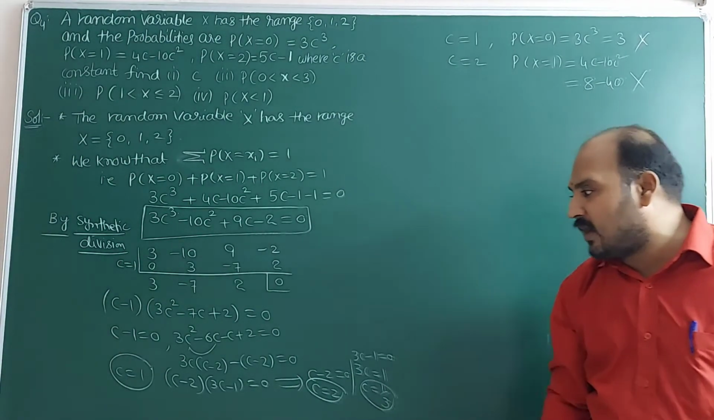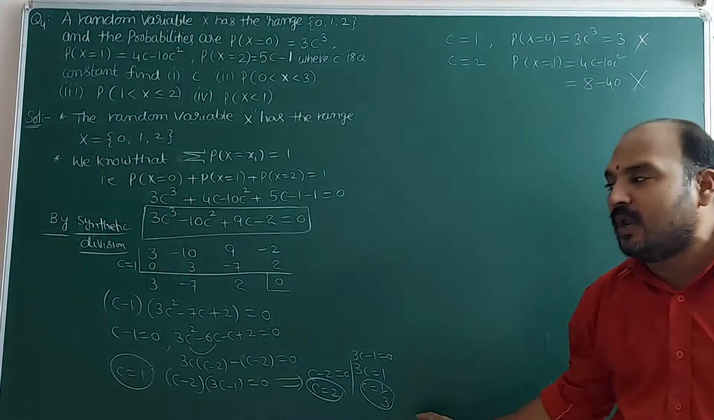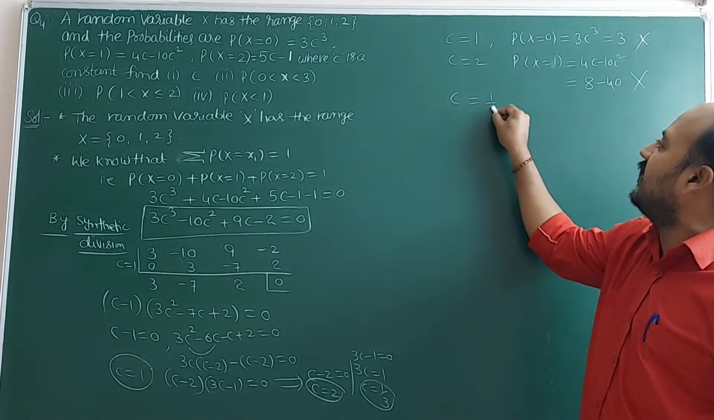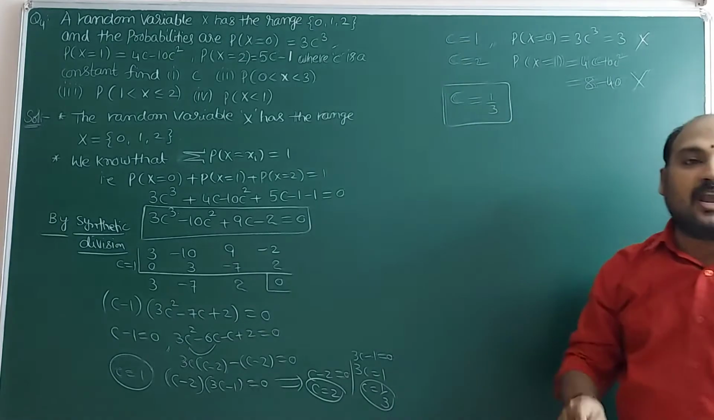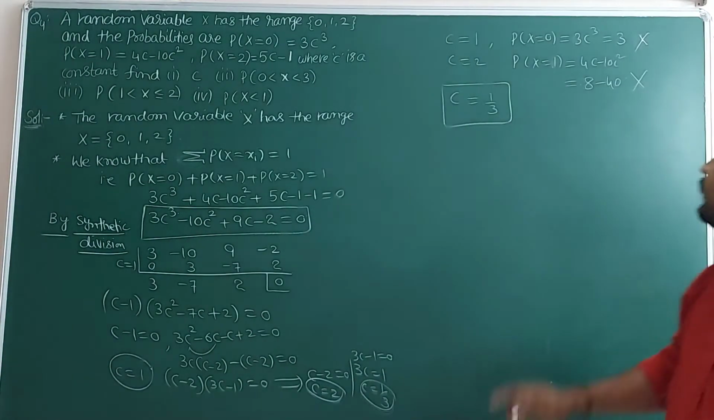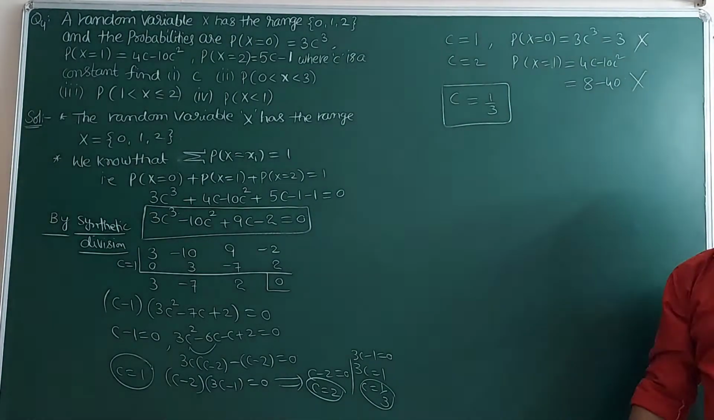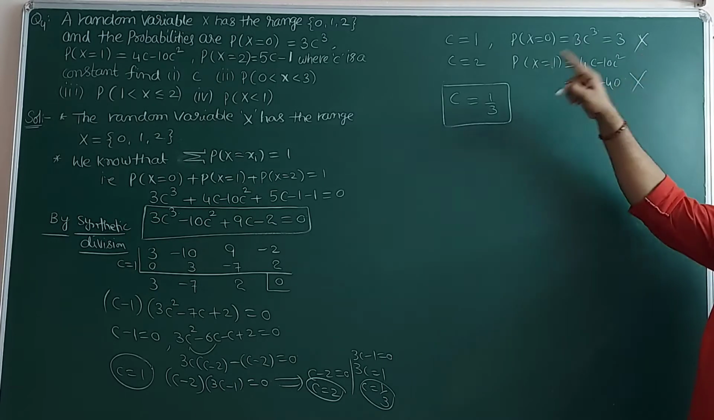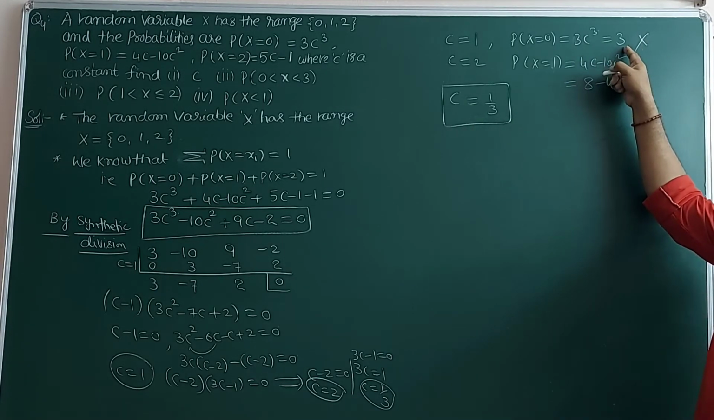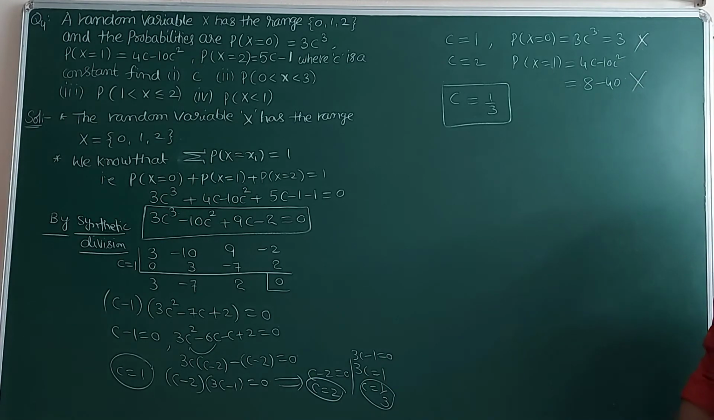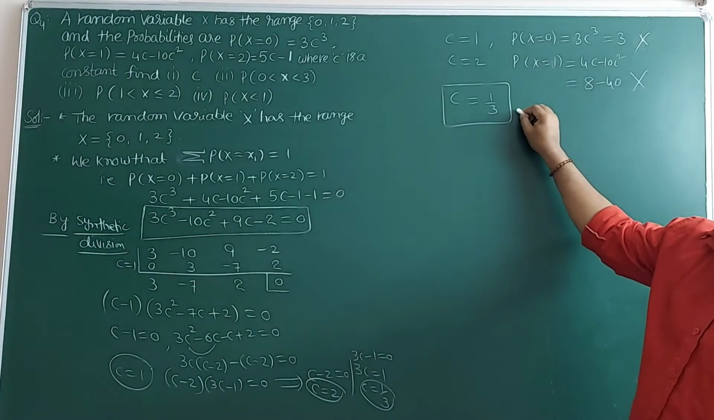What should be possible? The remaining 1 by 3 is only possible. 1 and 2 are failed. So C is equal to 1 by 3 is possible. Therefore, the value of C is 1 by 3. I hope you people understand, dear students. So these two cases will be failed. Why? Because probability value always lies between 0 and 1 only. It is not more than 1. These values we are getting more than 1 and negative. The probability value is never negative. So C is equal to 1 by 3 is the only possible value.